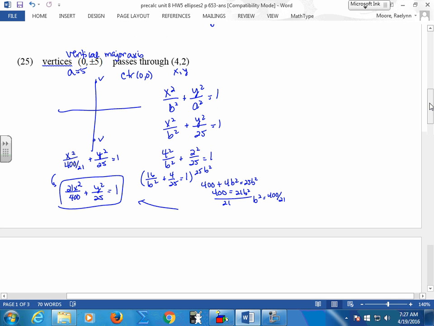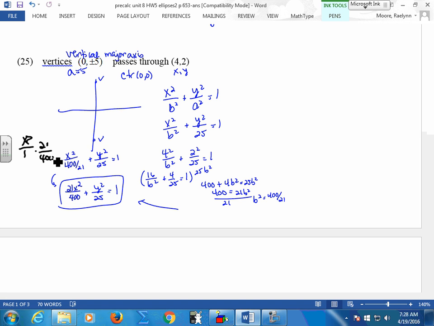Don't leave your fraction in your denominator. Just flip it. You use your keep, change, flip. Keep the top, change, and flip. So it's going to be 21 over 400. You can't leave a fraction in a denominator because this makes it a complex fraction. So as an answer, you have to flip it over.